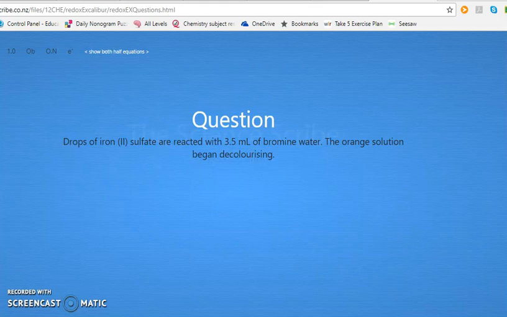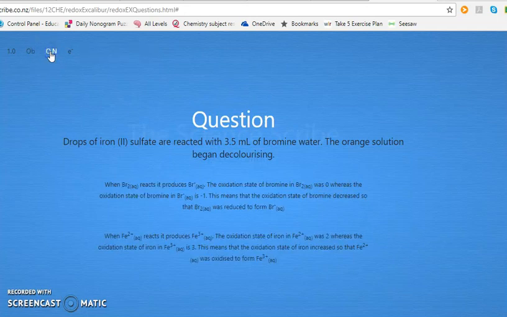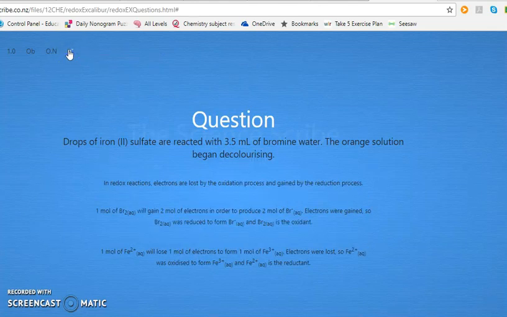and up here at the top was a 0.5, a 1.0, an OB, an ON, and an E-. So when you look at the 0.5, it shows you the 2 half equations for what's happening. The 1.0 shows you the overall full equation. The OB shows you the observations. Orange bromine reacts with pale green Fe2+ to form colorless Br- and orange Fe3+. Oxidation numbers linked into that, and a discussion of the electron changes as well.